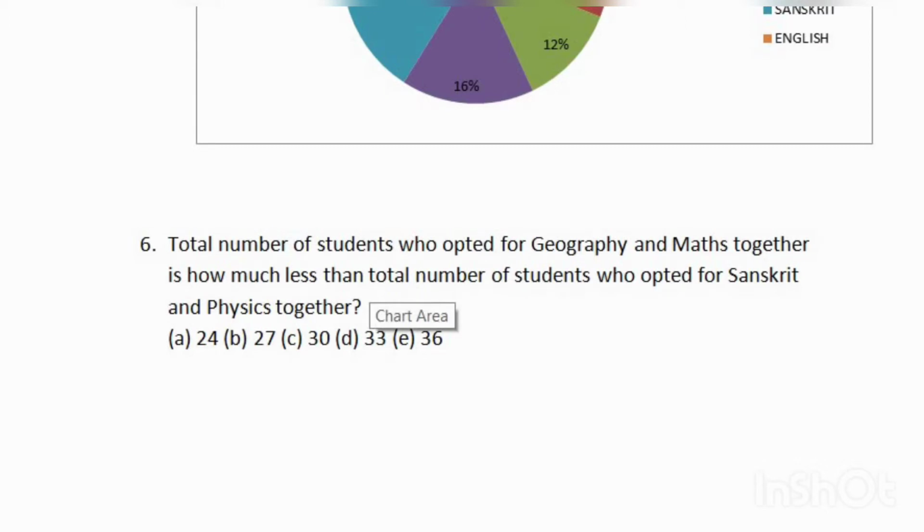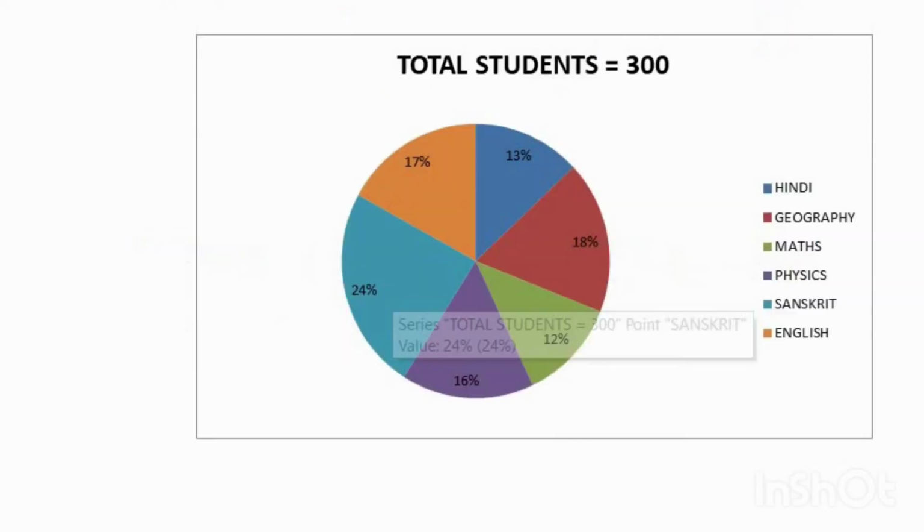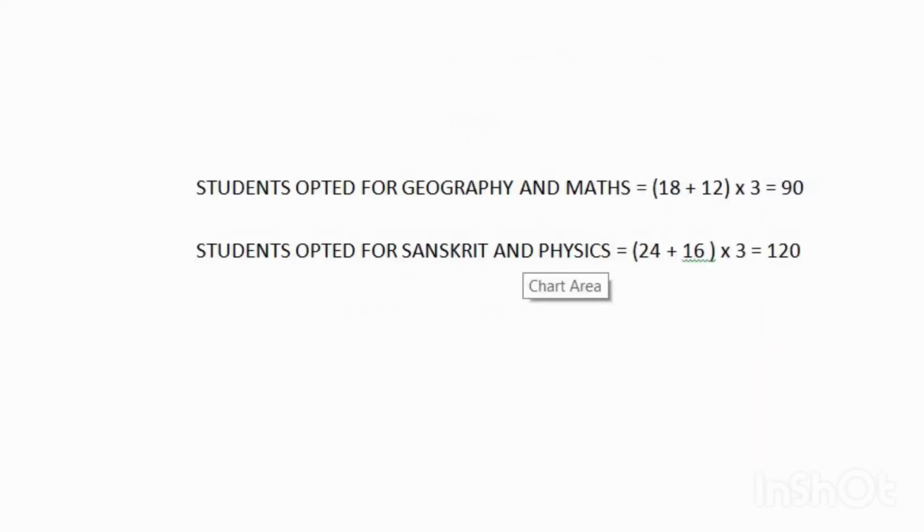Now we have to find out the number of students who opted for Sanskrit and physics together. See, from the graph, Sanskrit opted is 24% and physics opted is 16%. So here again, 24% of 300. Two zeros get cancelled. Then 16 by 100 into 300. Two zeros get cancelled. Here we write 3 outside because 3 is common to both these numbers. So 24 plus 16, it is 40. 40 into 3, it is 120.